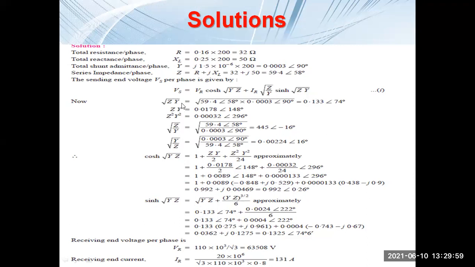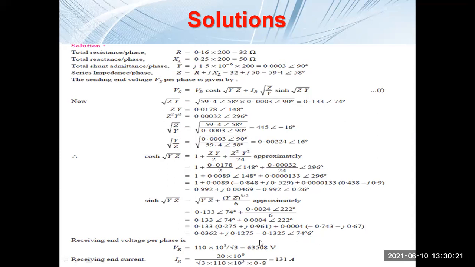Now square root of yz we have calculated. This is 0.133 angle 74 degree. And yz to the power 3 by 2, this is actually yz we have calculated. 3 by 2 we have to calculate this value, and then this is divided by 6. So you do the calculation for this particular part, then you will get this thing.